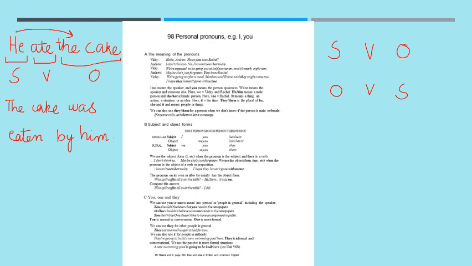We brought the cake here and we brought the him. Now him changes according to the voice of the sentence. But again you can see that this sentence also gives the same sense that the action is being performed on the cake, if you try to understand the point here.